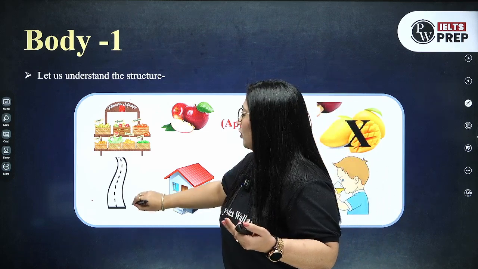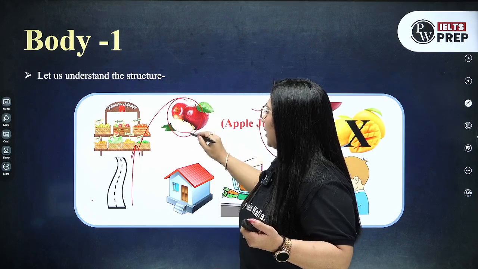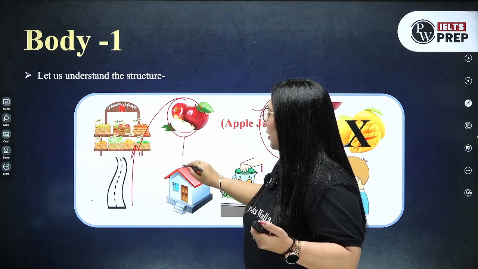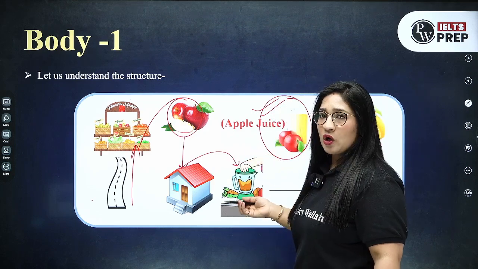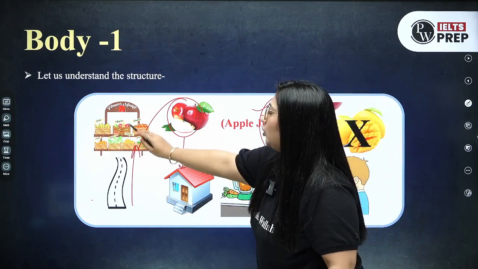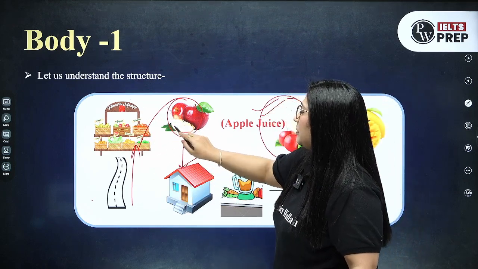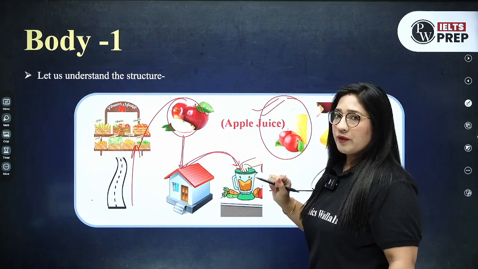First you will go to the market, then you will buy apple, right? After buying apples, you will come back to your home, you will use your mixer grinder to make an apple shake or maybe an apple juice, right? This is the process, that you will go to the market, you will buy some apples, you will come back home, and then you will use your grinder and you will make an apple shake, okay.